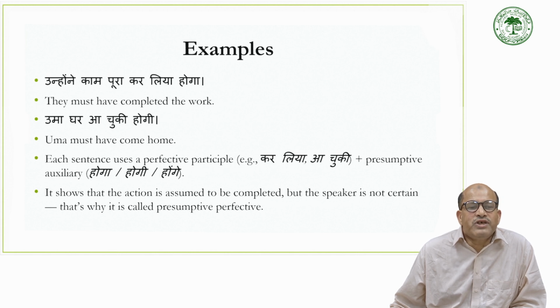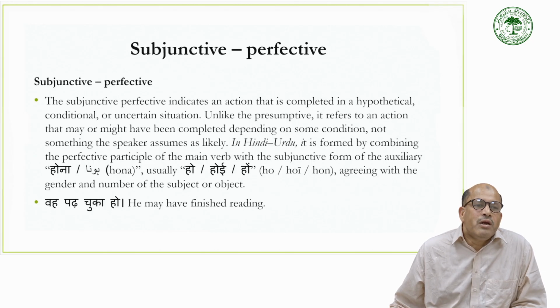Each sentence uses a perfective participle, कर लिया और आ चुकी, plus the presumptive auxiliary होगा, होगी और होंगे. So in these two examples, it shows that the action is assumed to be completed, but the speaker is not certain. That's why it is called presumptive perfective. We presume that this must have happened.